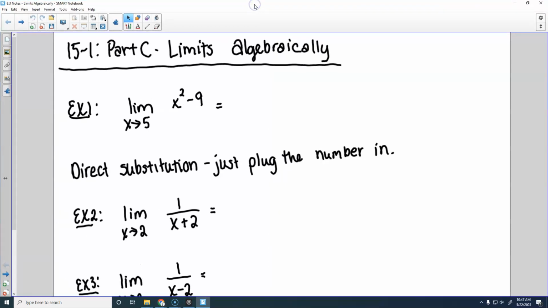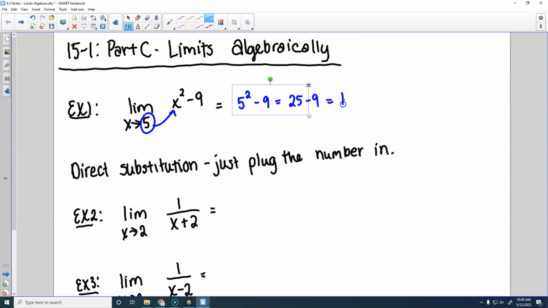Mathematically, algebraically, what is the way that we can find a y value if we know the x value? Just plug it in, right? So in this case, what we need to do is we need to take 5, we need to plug it in for the x, or any of the x's that are in the problem. So we will have 5 squared minus 9, which is 25 minus 9, which is the 16 that we were seeing on the graph.